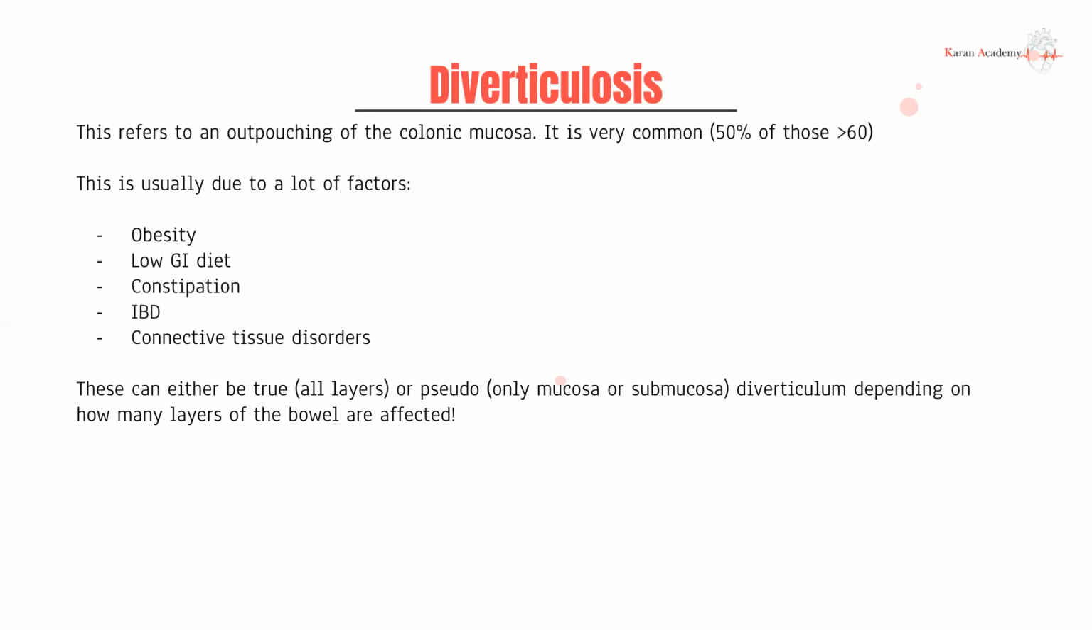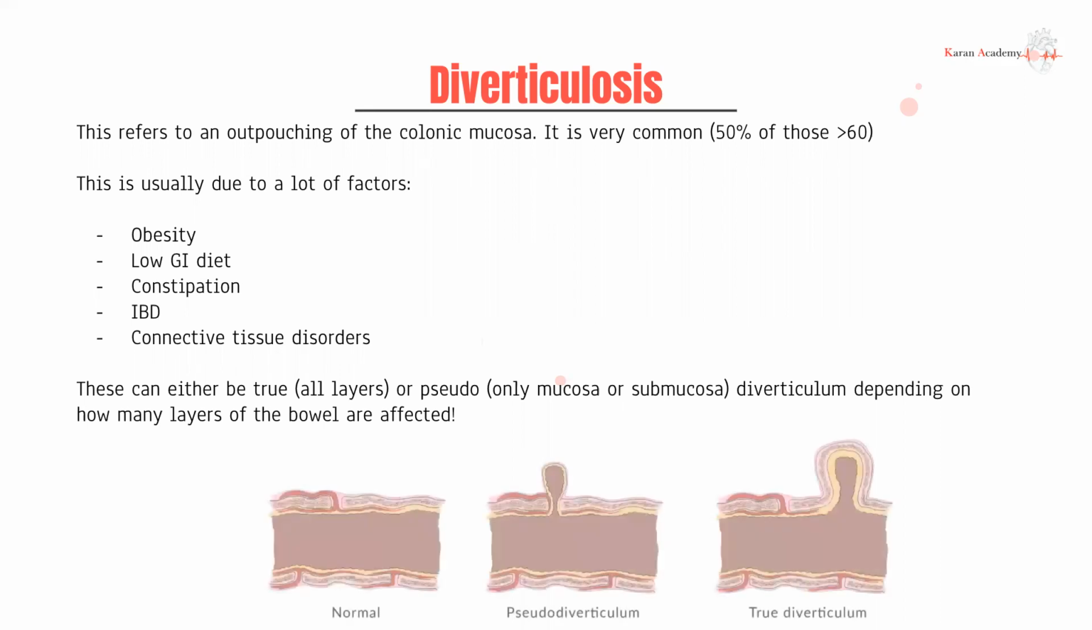So things like obesity, having a low GI diet. Why? Because this can lead to constipation, and with excessive straining, we are again increasing the pressure within that lumen, going to lead to outpouchings. IBD, because you have issues with the actual membrane itself and the mucosa becomes friable and thin, and then connective tissue disorders as well. Now, this can be either a true diverticuli or a pseudo diverticuli, depending on how many layers are affected. And here's what it looks like.